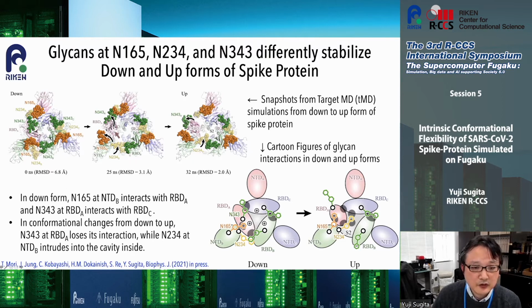However, during this conformational change, the interaction partner is changed. Now, in the up form here, the glycan at 343 loses its interaction partners, while the 234 glycan is intruding into this cavity, inside. Such information is nicely summarized in this cartoon. So you can see how differently the glycans interact with the down form and active form.